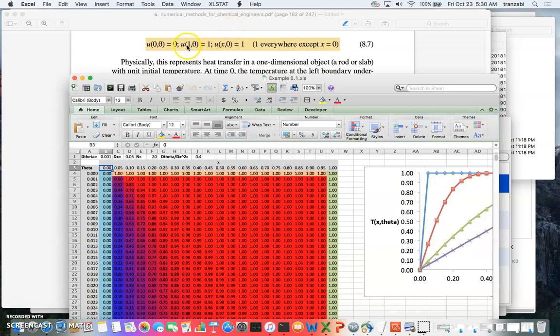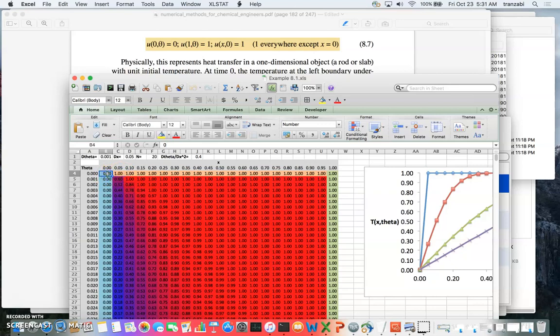Okay, the next one is x equals 1 and all time. So here's x equals 1 and all time, which means this column. So I put 1 everywhere, as this one indicates. Now this one says at time 0 all x. So this row corresponds to time 0 all x, and I have to put 1. So I put 1 everywhere except the first one, because this conflicts.